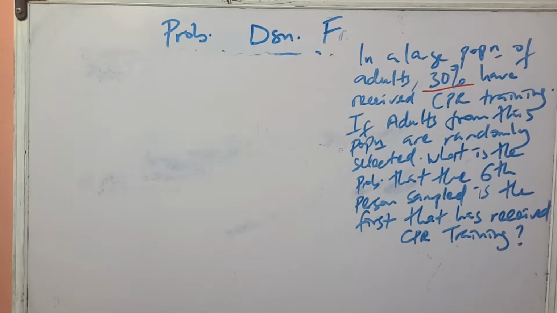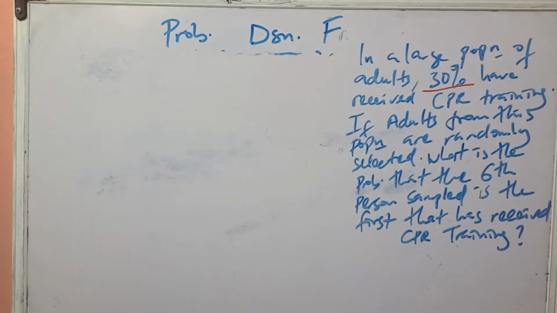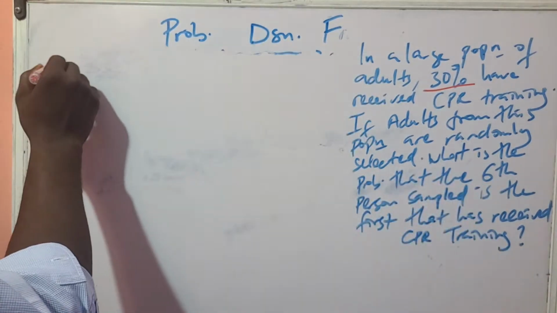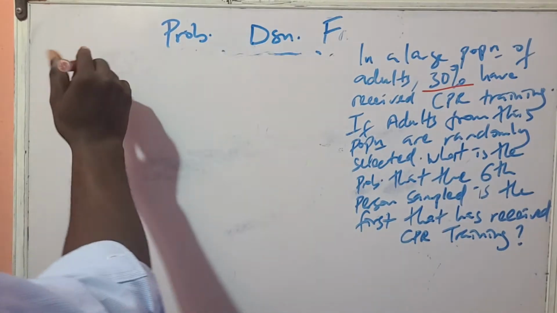So first of all, when you see the 30% there, that obviously is giving you the probability of success. If you have 100% of the population now, the probability of you picking somebody that has received CPR training is 30 over 100, because they say 30% have received it. The probability of success there will be 30 out of 100.